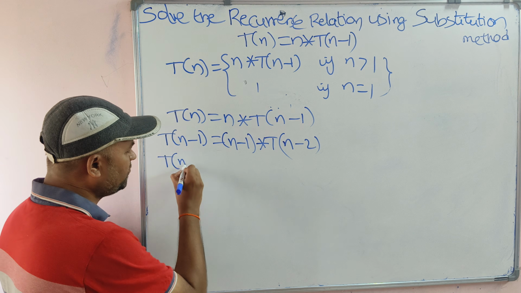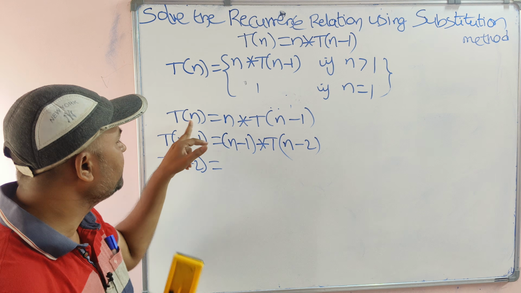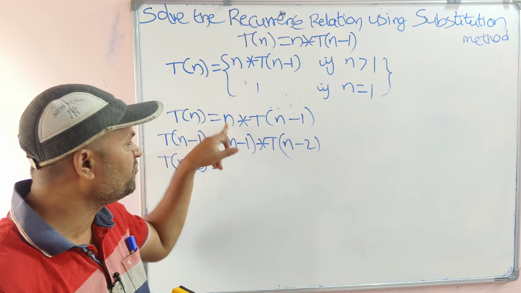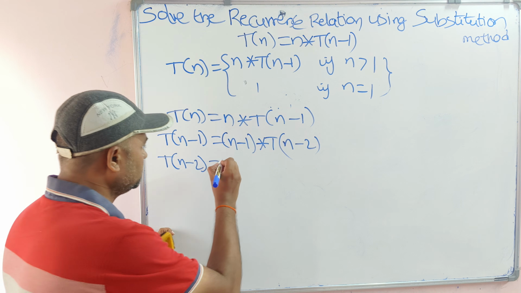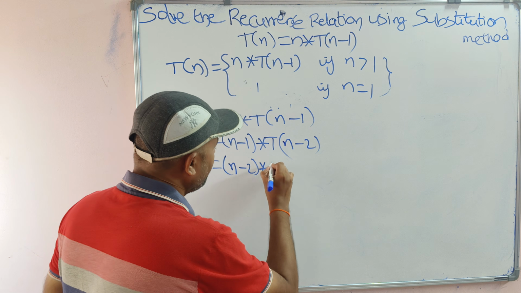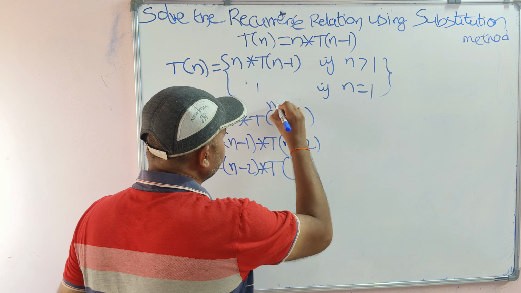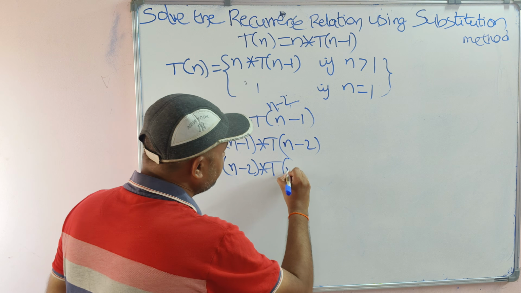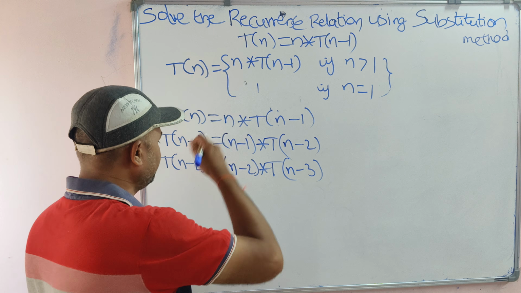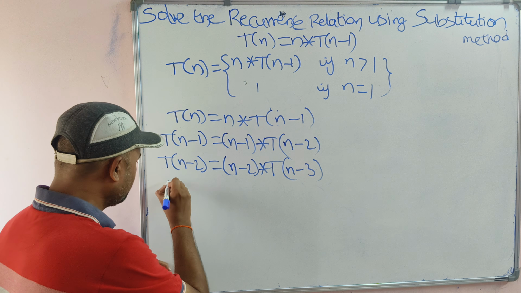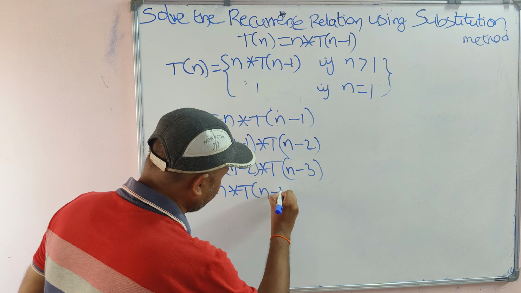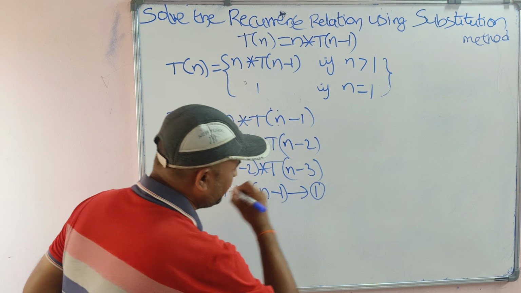So let us derive the formula for T of n minus 2. Already we know T of n. So in order to get T of n minus 2, in place of n, substitute n minus 2. So in place of this n, substitute n minus 2 into T of, in place of this n, substitute n minus 2. So n minus 2 minus 1 means n minus 3. Okay. So likewise we will get the terms. So now let's see the problem. What is the problem? T of n equal to n into T of n minus 1. Let it be equation number 1.